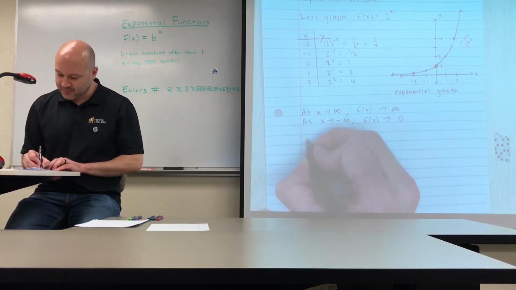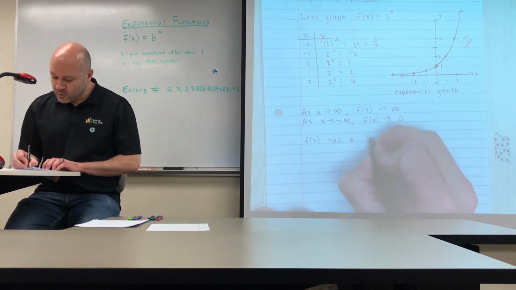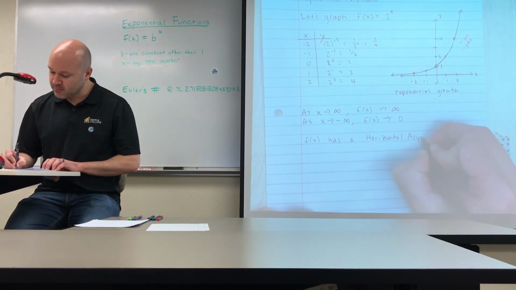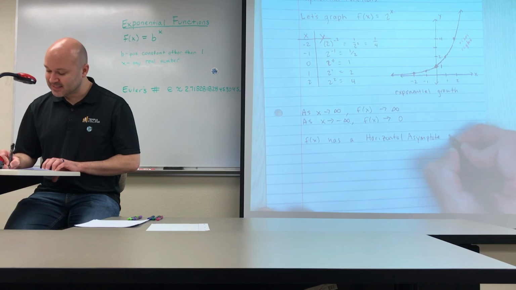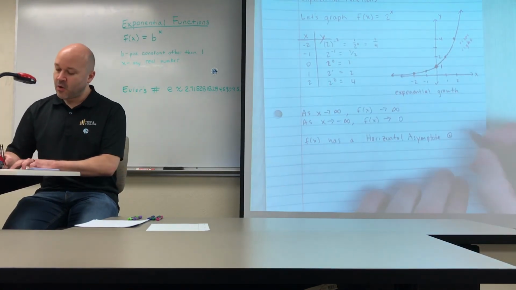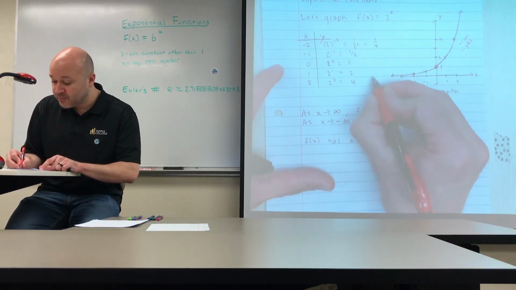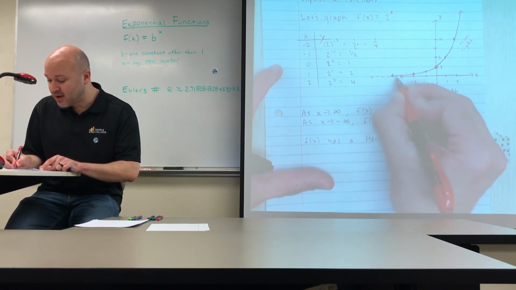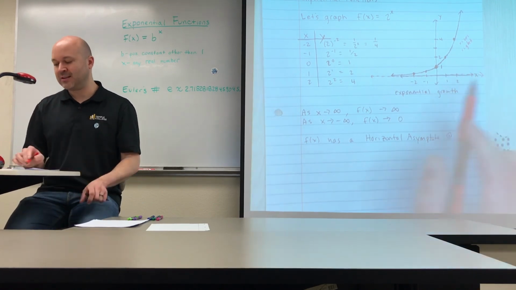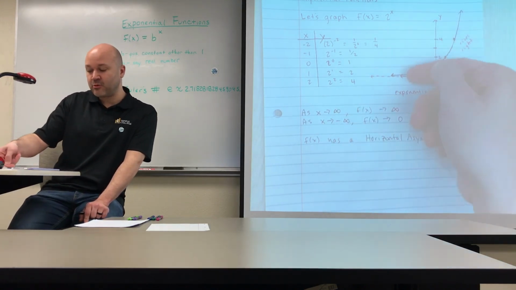So I want to say f of x has a horizontal asymptote at, and then I'm going to put the equation of that line, so that's the horizontal line, y equals zero. If I wanted to show that on my graph, I would probably use a dashed line on top of the x-axis. Using a different color helps because it's right on top of another line. That red dashed line is what the function is approaching on the left.